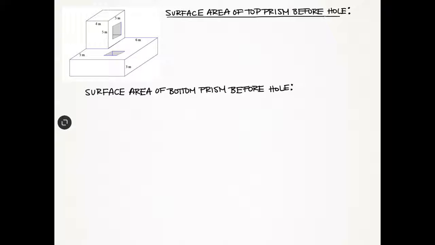Going to start by finding the surface area of this top prism before the hole. First, let's find the area of the top of it, which is going to be the area of a rectangle, length times width, 4 meters times 5 meters, so 20 meters squared.